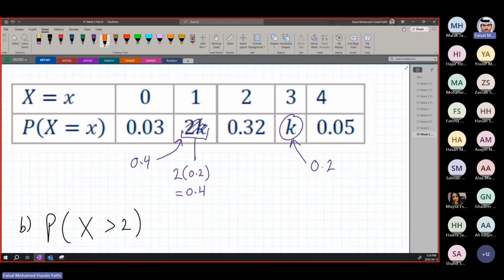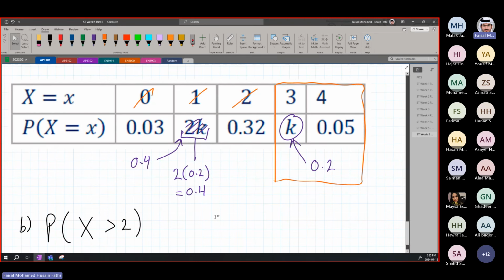So 0 is not greater than 2. This is not greater than 2. This is not greater than 2. 2 is not greater than 2. Remember, if it's greater than or equal to, then it will include equal to. But here it's just greater than. So 2 is not greater than 2. So we will be looking only at these values over here. The probability values of this.